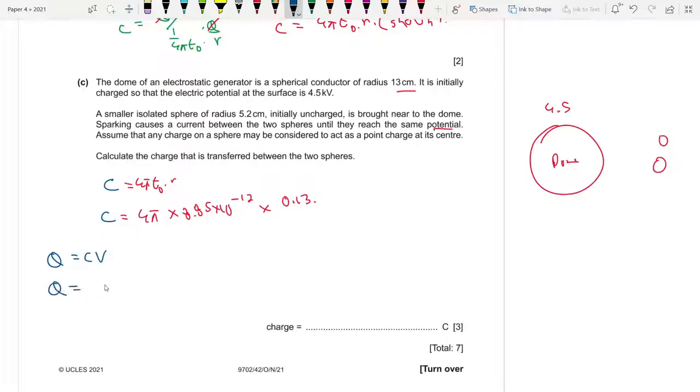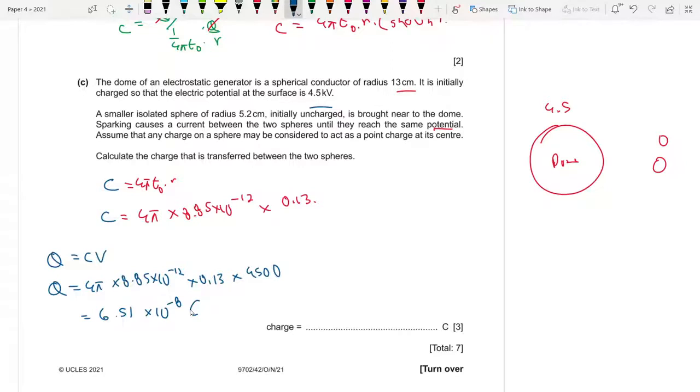So if you want to find out the charge, what do you need to do? It's basically 4 pi into 8.85 into 10 to the power minus 12 into 0.13 into the voltage of the sphere, which is 4500. We are getting a value of 6.51 into 10 to the power minus 8 coulombs. That's what I got. This was the initial charge.